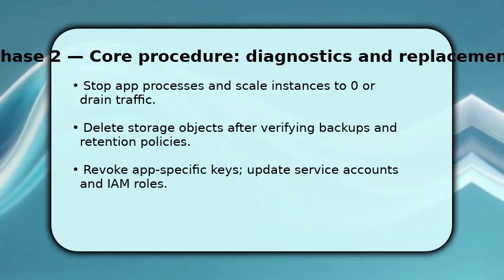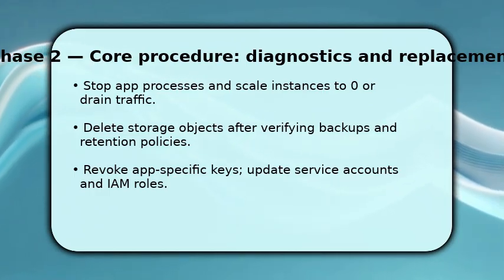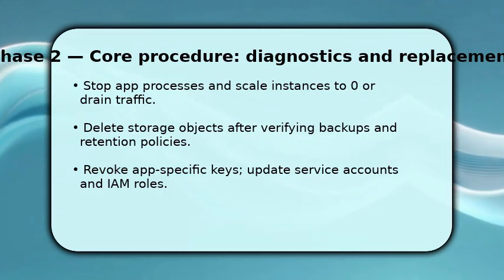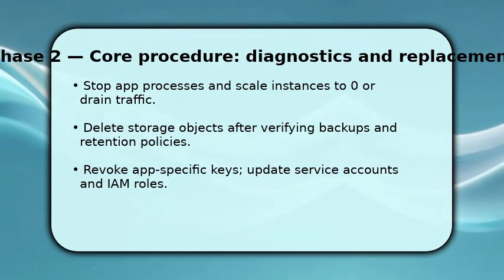Next, revoke app-specific API keys and rotate or remove service accounts. Update IAM roles to reflect the removal. Take incremental steps and confirm errors are resolved before proceeding. Keep logs and timestamp snapshots.